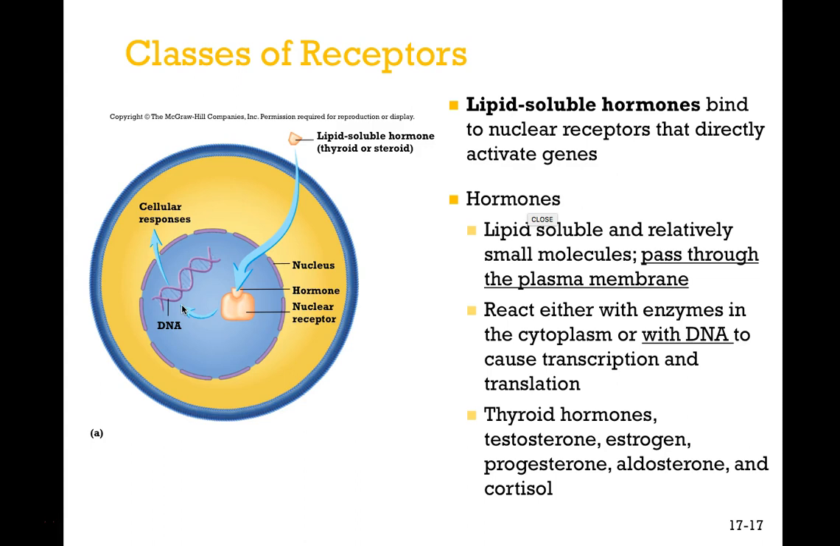The possible examples that we will talk about here would be your thyroid hormones, your testosterone, estrogen, progesterone, aldosterone, and cortisol. All of these that we have already mentioned are lipid soluble hormones. This can also take some time to get a cellular response because we do have a latent period of several hours because of the time it takes to go through transcription, create that mRNA strand, and also for translation to take place and create the protein.